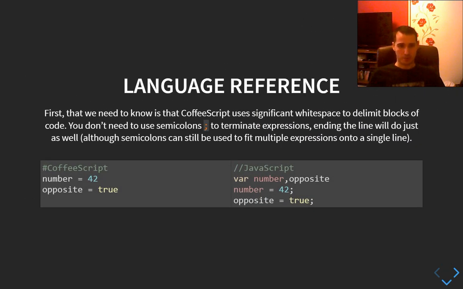Language reference. First thing that we need to know is that CoffeeScript uses significant whitespace to delimit blocks of code. You don't need to use semicolons to terminate expressions, ending the line will do just as well. Also, semicolons can still be used to fit multiple expressions onto a single line.